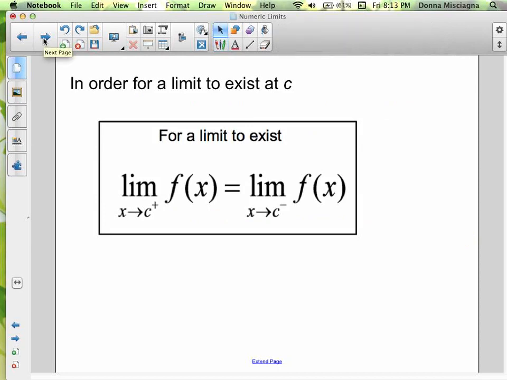I'm going to end this podcast now. In the next portion, we're going to be looking at some more numeric limits, and we're going to be looking at some that may or may not exist.